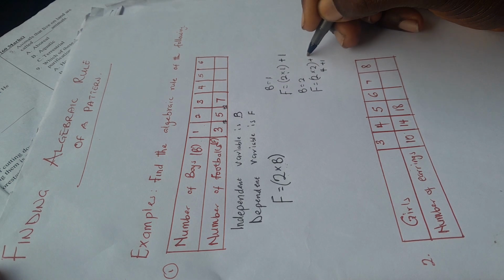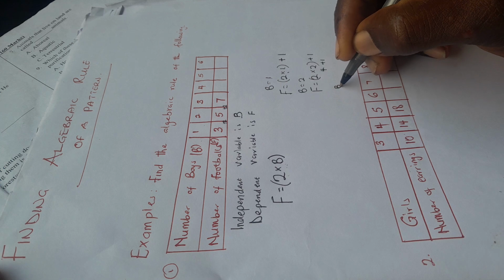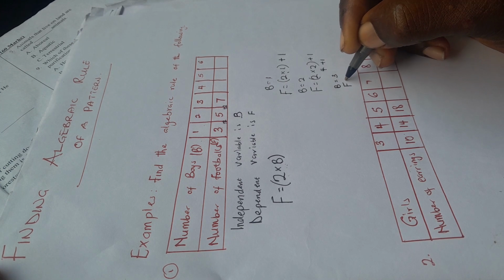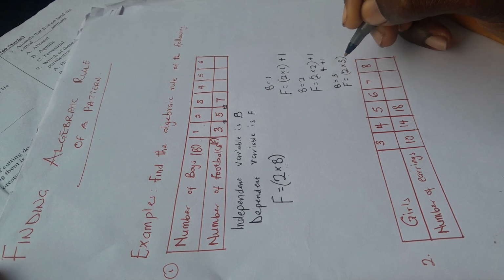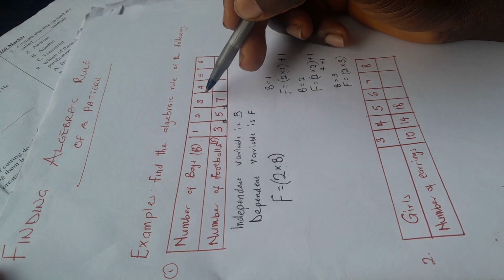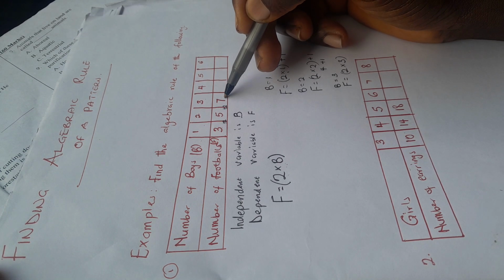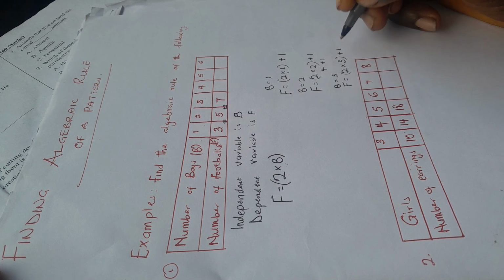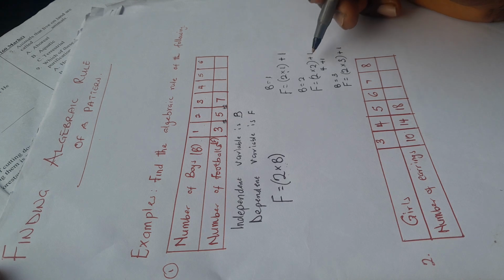So plus 1. Now let's take the third value of B. When B equals 3, then F is 2 times 3, and 2 times 3 is 6. But the value given that corresponds with 3 here is 7. That means we have to add 1 to this. We see that for all the checkups we are doing, we have to add 1 to each of them.